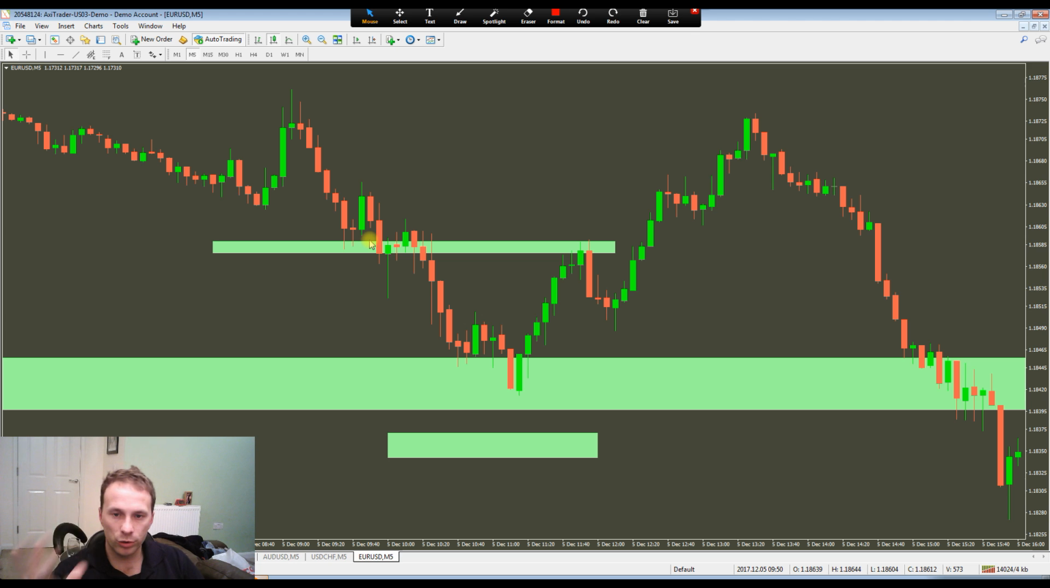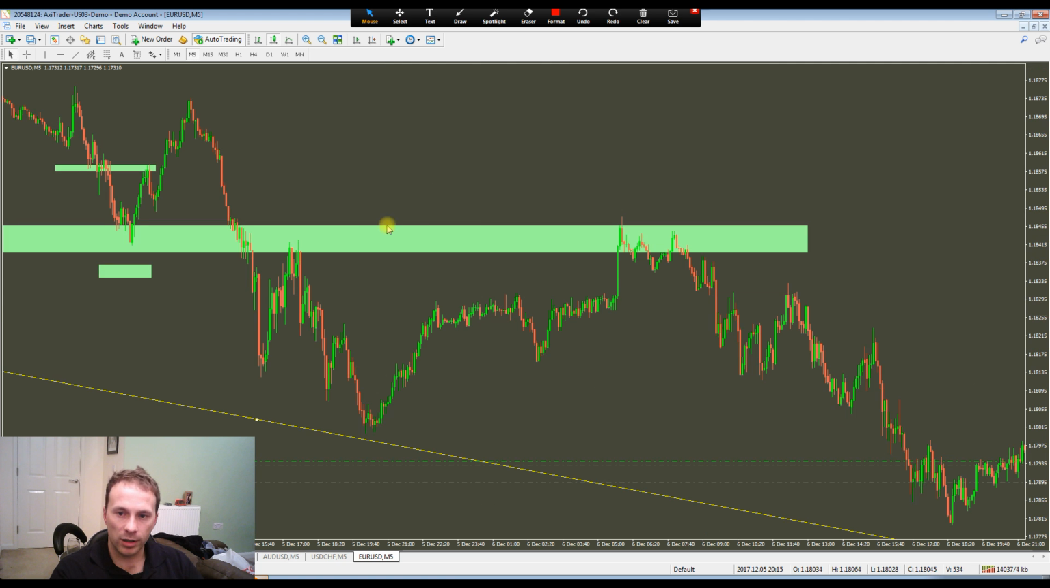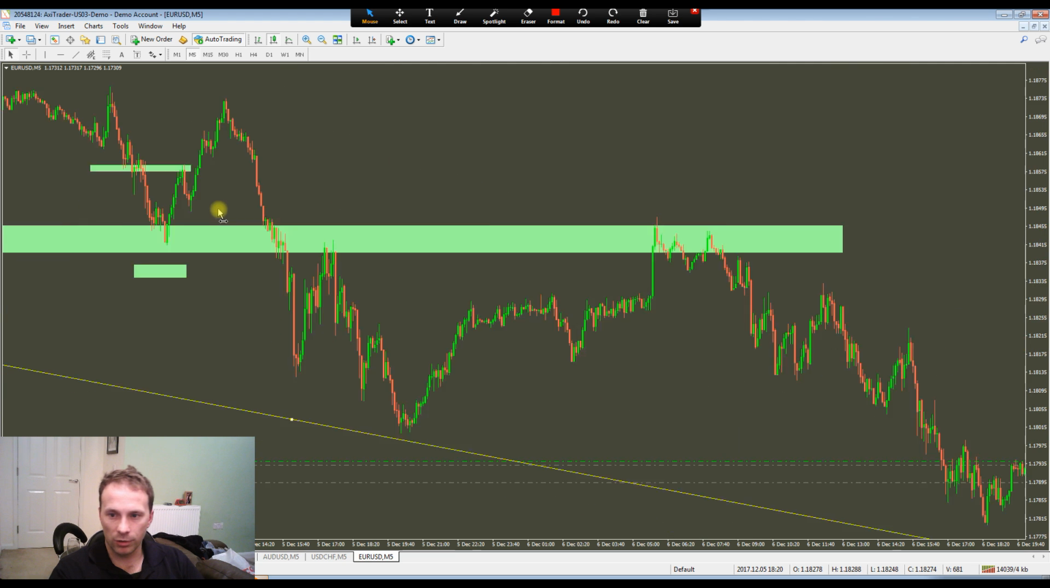It's not as important a level like a 1 hour support and resistance level, but they're small little support areas where the price rejects off them. Let me give you an example of support and resistance.